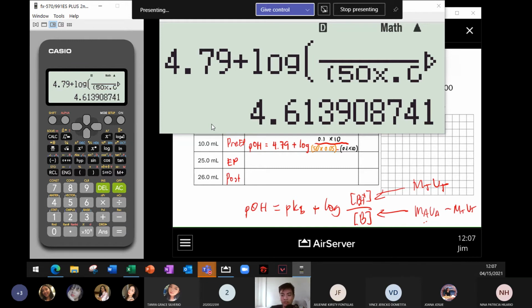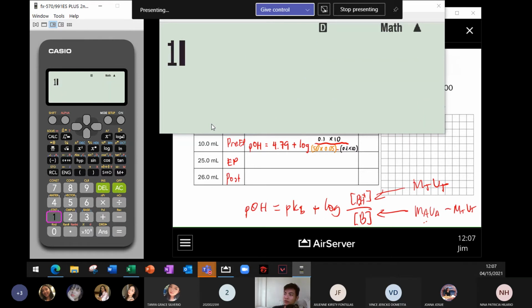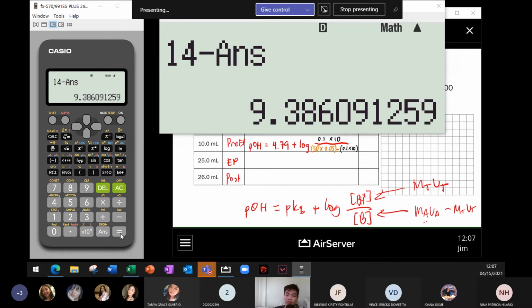POH to ha. Again, POH yan. Baka mag-isip kayo, wala acid to. Hindi, POH yan eh. 4.61 yung POH natin. So, since this is POH, gagawin natin pH. So, paano yon? 14 minus the answer. Yan yung sagot dapat.